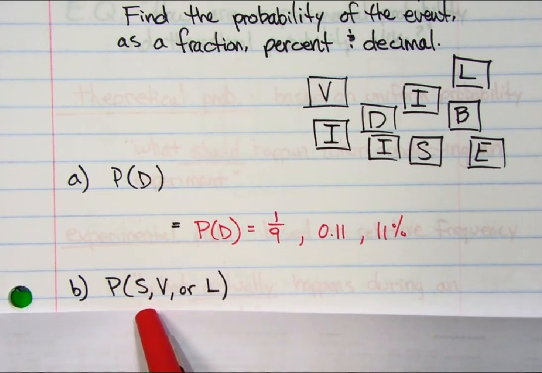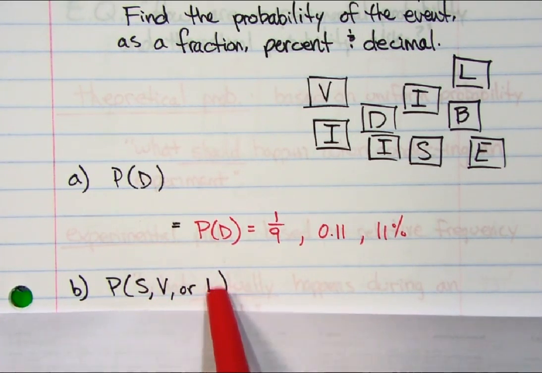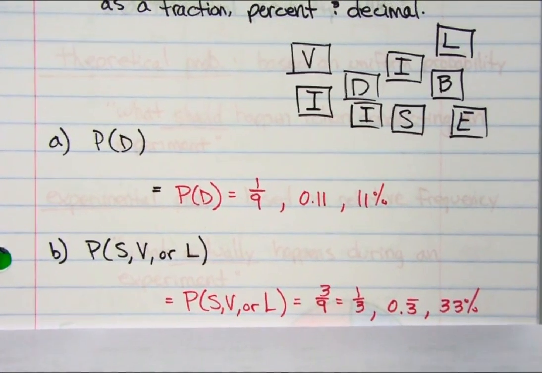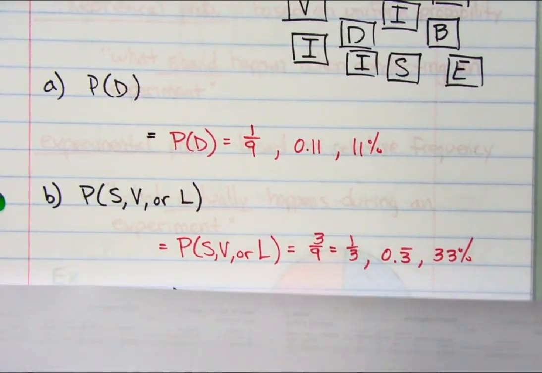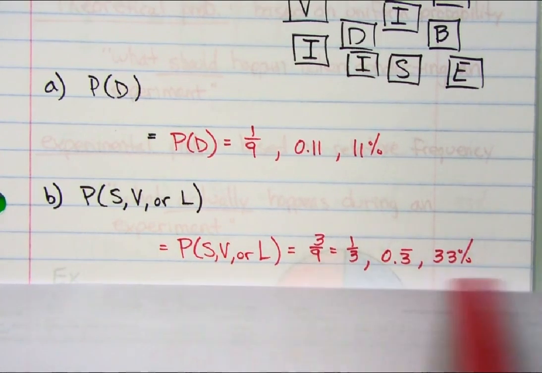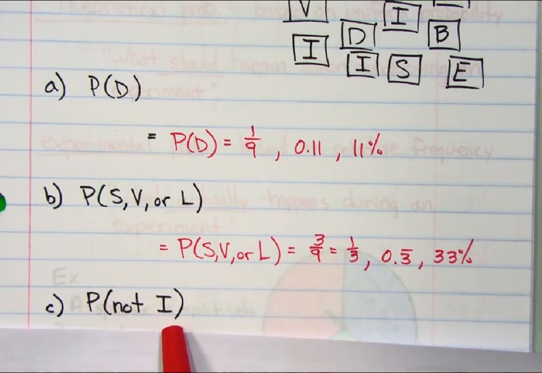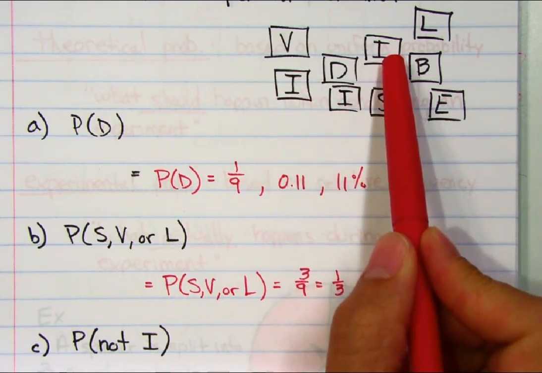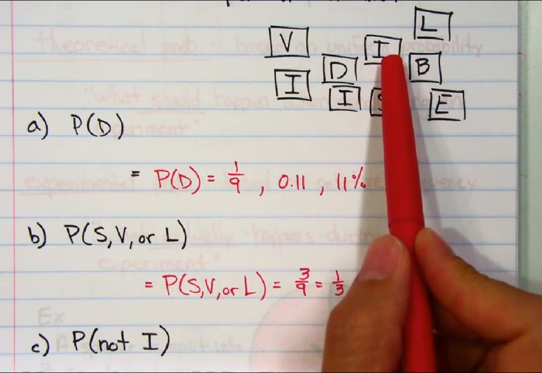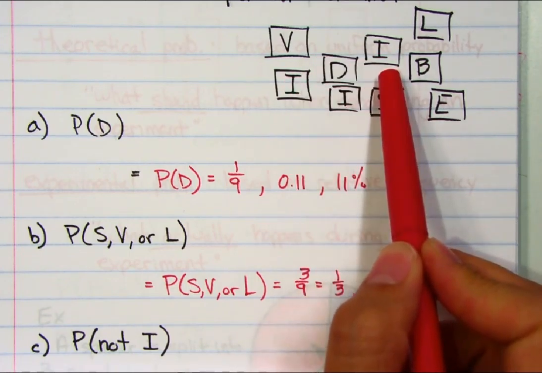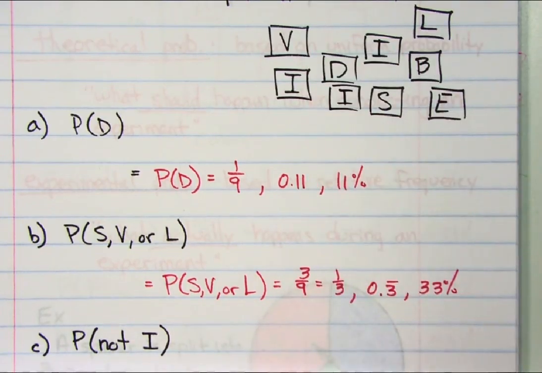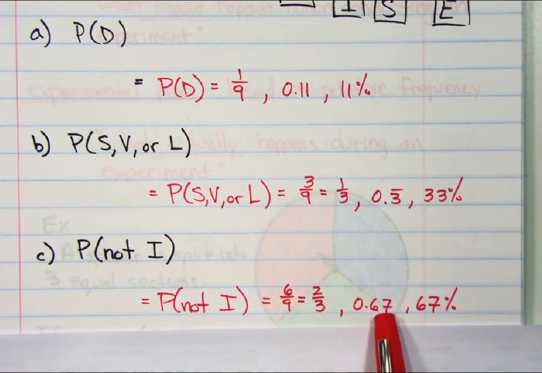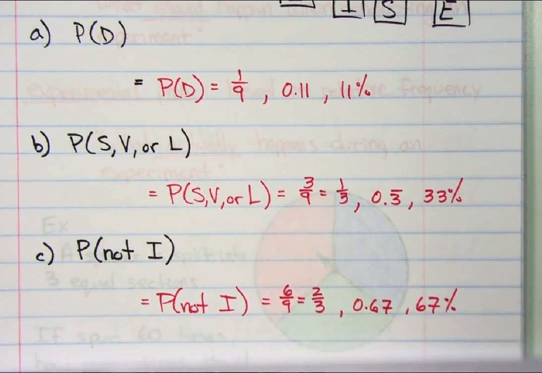What's the probability of grabbing an S, a V, or an L? Well, there's one S, there's one V, and there's one L. So that means there's a total of 3. 3 out of 9 gives me 1/3, or 33%, also considered unlikely. It's not very likely. And the last one, what about not pulling an I? Well, I have 3 I's, so 3 out of 9, but that's not what I'm looking for. I'm looking for the complementary event of that. If 3 of the 9 are I's, then that means 6 of the 9 are not I's. So I would say that's 6 out of 9, or 2/3, which is going to be considered likely.